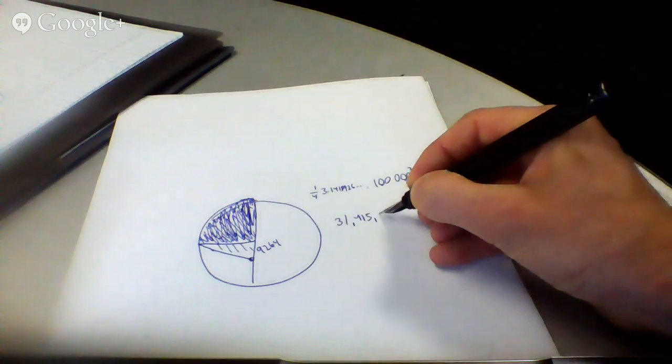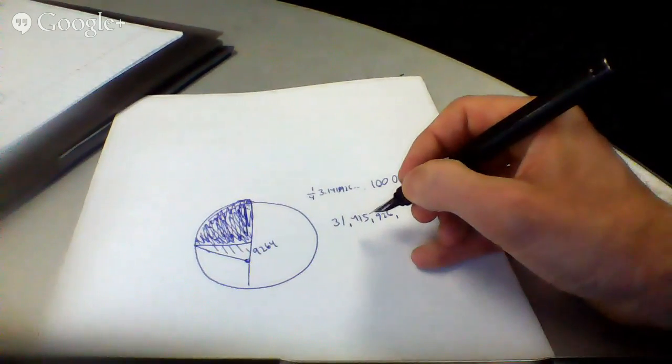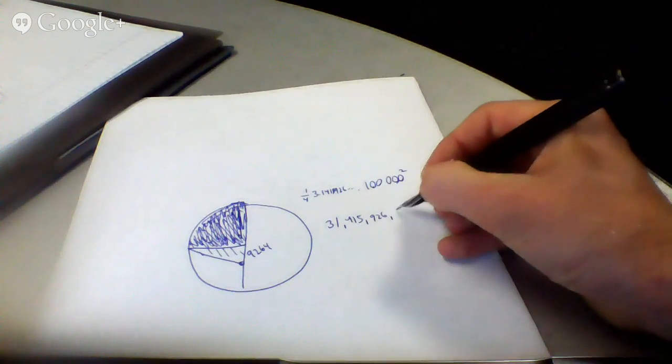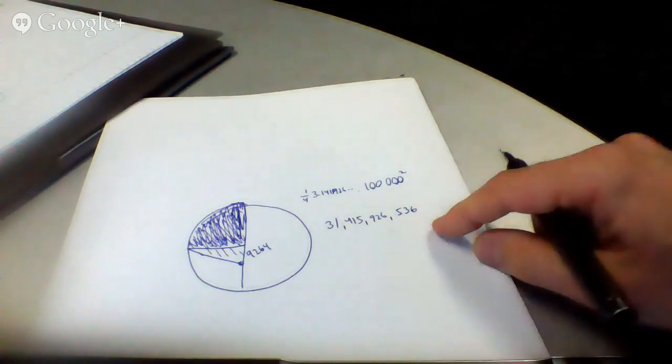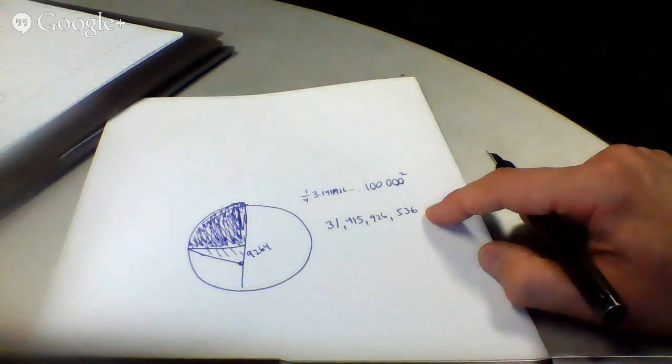31,415,926,536. That's the area of the whole circle. Okay, so we're going to have 1/4 of that at 90 degrees.